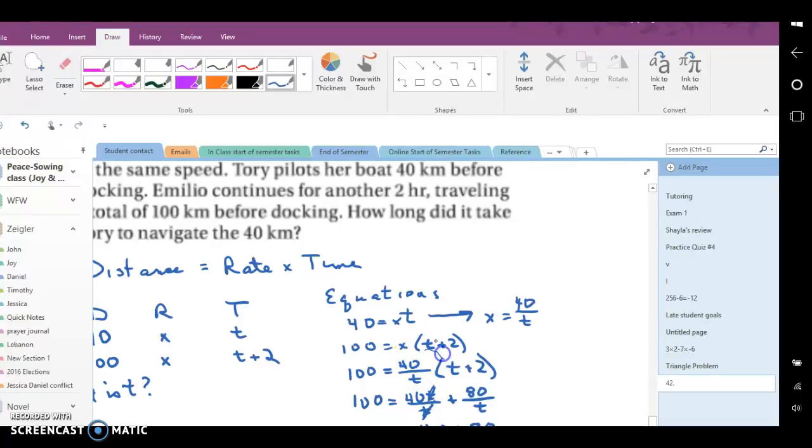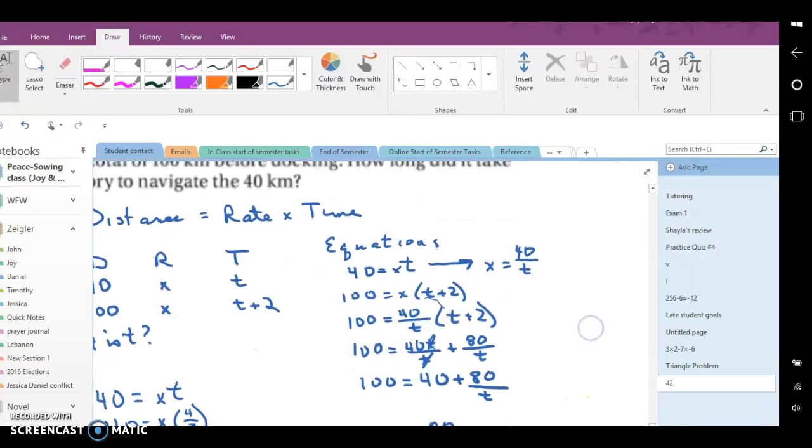So we distribute here and make the t's cancel, and we also take this and distribute here. 2 over 1 times 40 over t is going to be 80 over t, and nothing cancels. Okay, so that gives us 100 is 40 plus 80 over t. Let's subtract 40 from both sides, and we will get that. Let's do it this way.